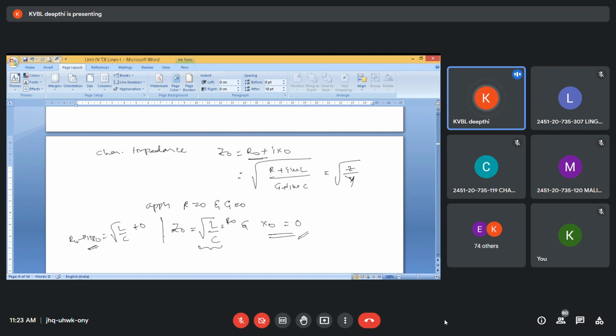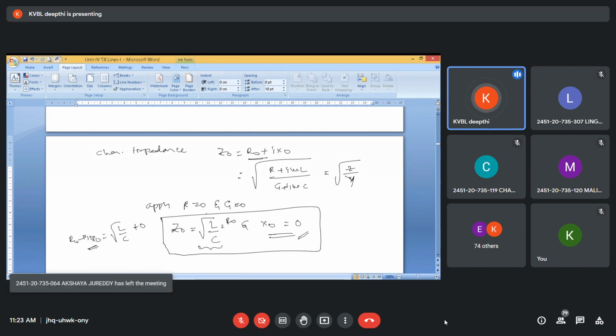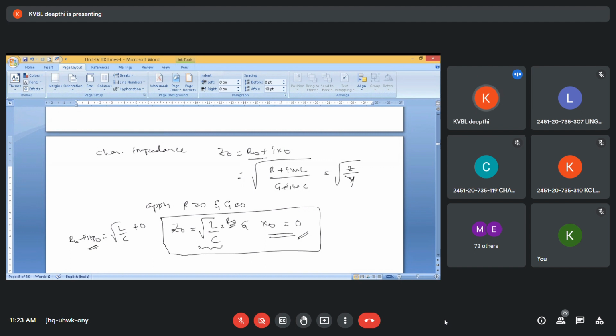So finally, what do we get? The characteristic impedance for a low loss line will be Z0 is equal to root of L by C, which we will even call R0, and the value of X0 will be equal to 0. Clearly understood?